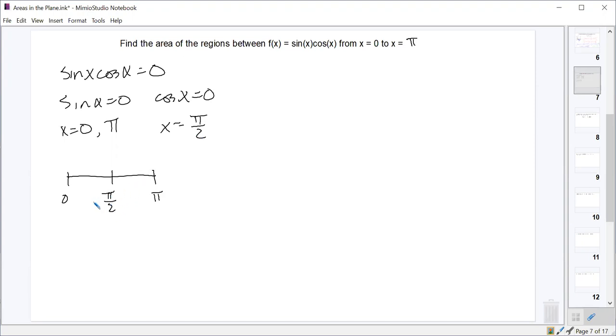If I plug in something into sine x cosine x that's between 0 and pi over 2, let's say I plugged in pi over 4. What's the sine of pi over 4? Root 2 over 2. And the cosine of pi over 4? Same thing. So if I multiply both those positives together, I know that the y value is positive between 0 and pi over 2. What about between pi over 2 and pi?